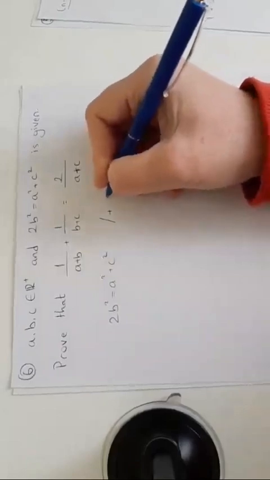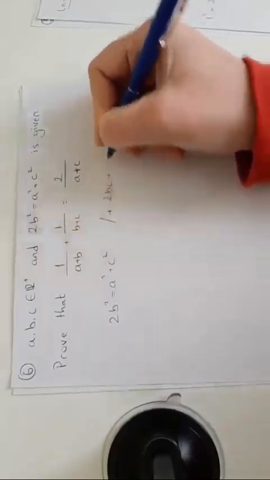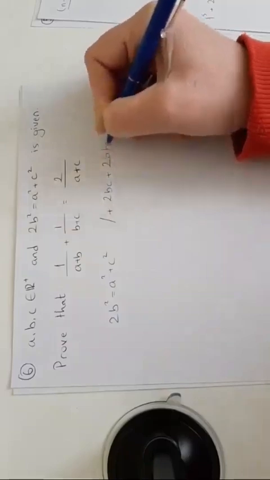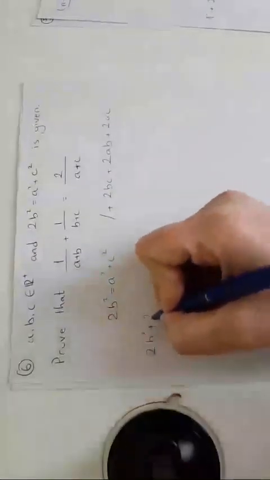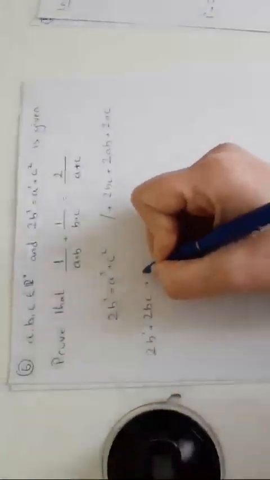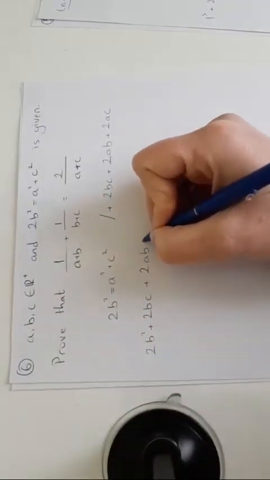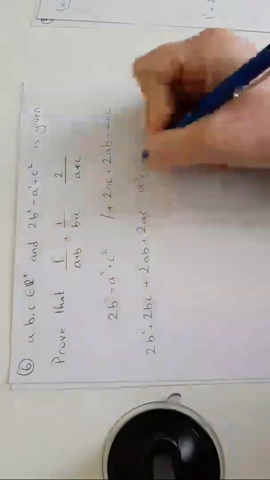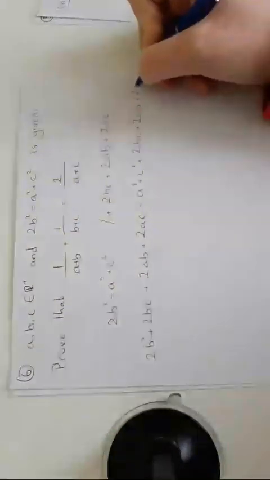Here I'm adding to both sides 2bc plus 2ab plus 2ac, and it will become 2b squared plus 2bc plus 2ab plus 2ac is equal to a squared plus c squared plus 2bc plus 2ac.